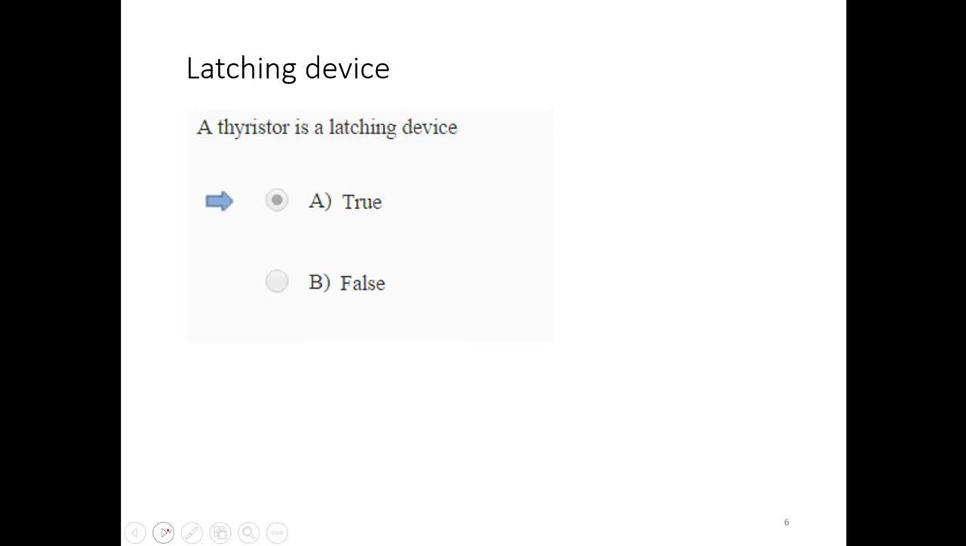A thyristor is a latching device, is true, because once you apply a gate voltage, the device latches. Once it latches, it remains on by itself. You can remove the gate. It doesn't matter what gate you have. It just latches itself. It's a latching device.